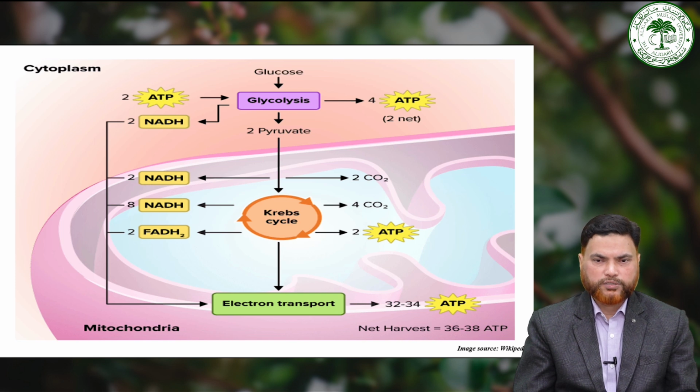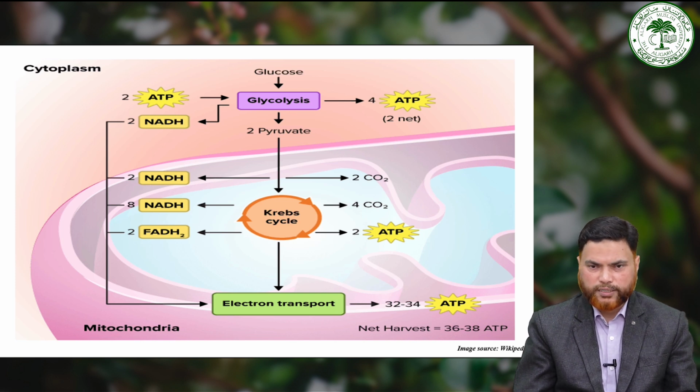chemiosmosis. Now you see that we have gone into details of glycolysis. Basically, this initial stage occurs in the cytoplasm and involves the breakdown of one molecule of glucose into two molecules of pyruvate. Generally glycolysis yields a very small amount of ATP and NADH, and then this pyruvate is further utilized in the process of another cycle known as Krebs cycle.